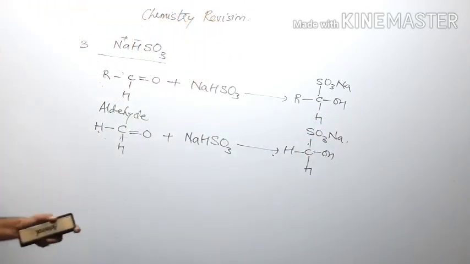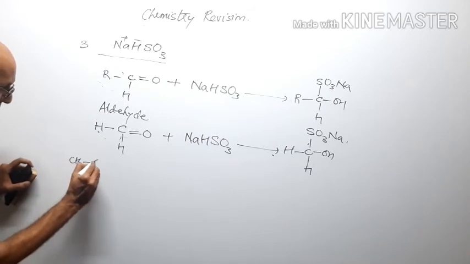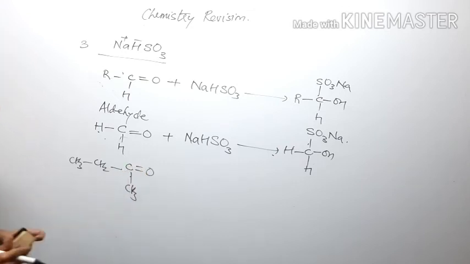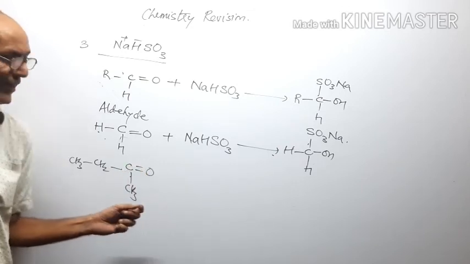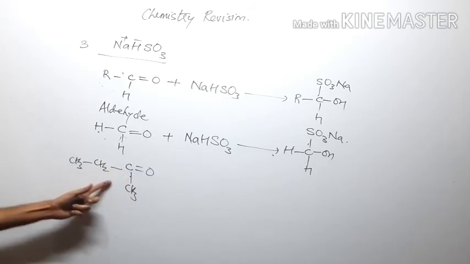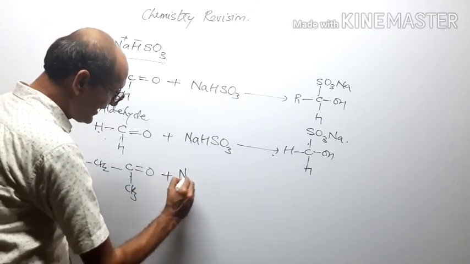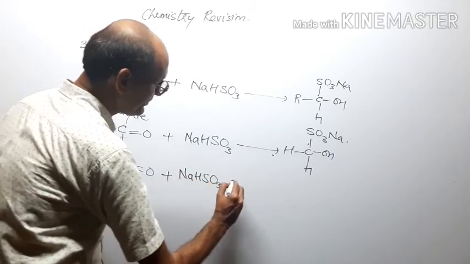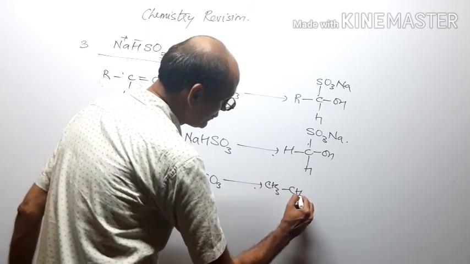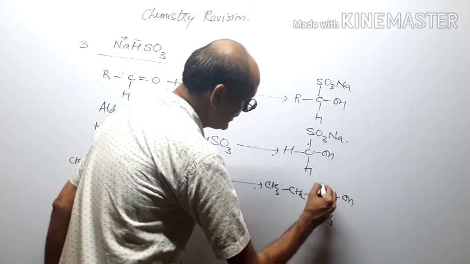One example I am writing for the unsymmetrical ketone. I am taking butanone here, CH3, single bond CH2, single bond C, single bond CH3, double bond O. Why is it an unsymmetrical ketone? Because you can see on this side we have taken CH3 and on this side we have a 2 carbon chain, that is C2H5. So when it reacts with NaHSO3, you will get CH3, single bond CH2, single bond C, single bond CH3, single bond OH, and single bond SO3Na.